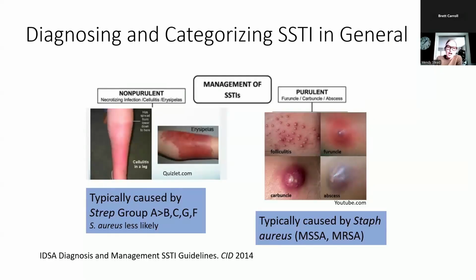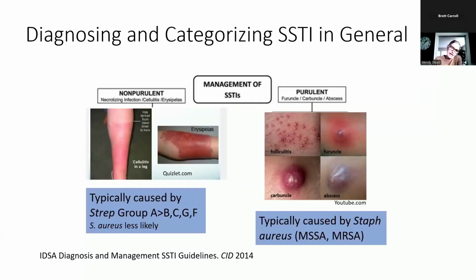I wanted to briefly touch on how we categorize skin and soft tissue infections generally in medicine and ID, because I think it's a helpful way of structuring how you think about these infections. From our perspective, it helps us think about what organisms are most likely causing these infections and therefore what treatments might work. So one of the most important ways that we try to categorize SSTIs is into purulent versus non-purulent. Purulent being associated with any kind of fluid collection or abscess. So it can be a teeny abscess in a hair follicle like folliculitis, up to larger abscesses like furuncles or carbuncles. And these are almost always going to be caused by Staph aureus, MSSA, MRSA.